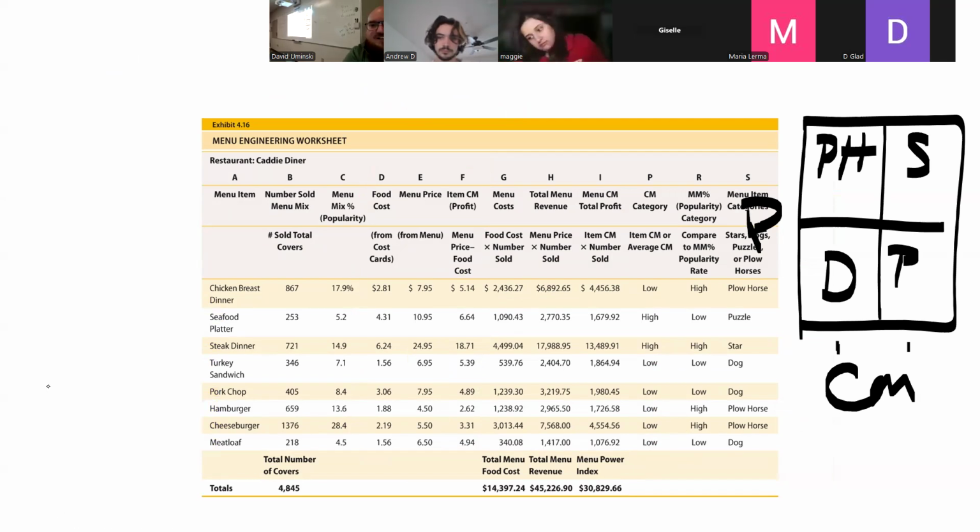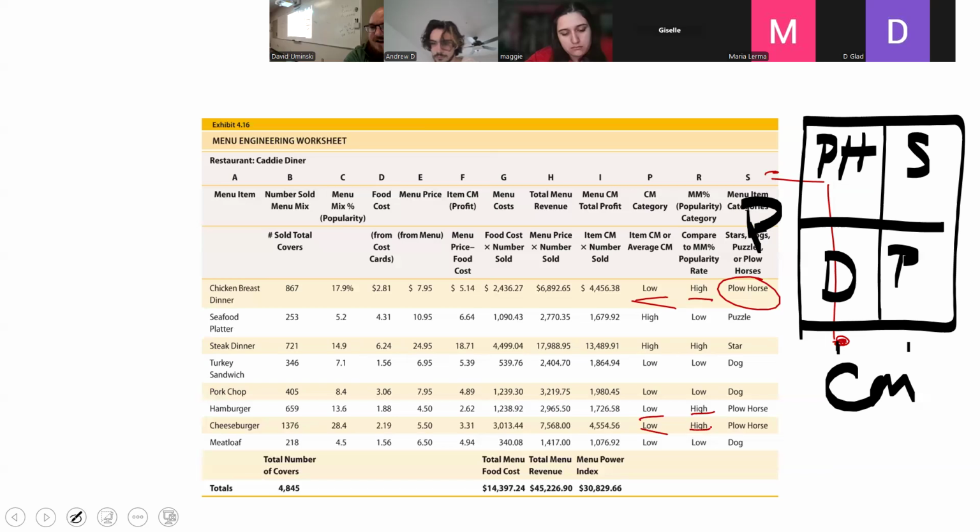So if we look right here, our chicken breast has a low contribution margin, but it has a high popularity. So that's how we get plow horse. I like to look at things not line by line, but by the similarity. So if I see low contribution and high popularity, I'm going to go down my list, low and high, low and high. Those are my plow horses. So chicken, hamburgers, and cheeseburgers are my plow horses.